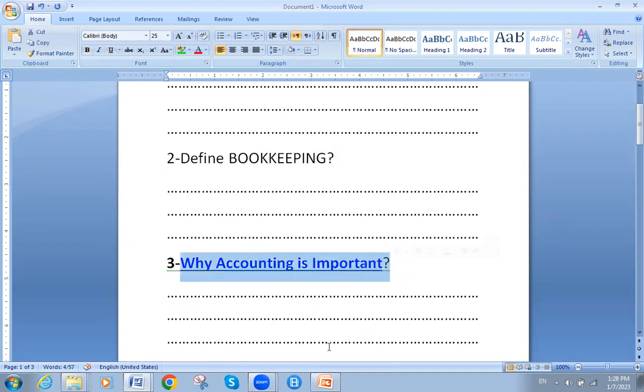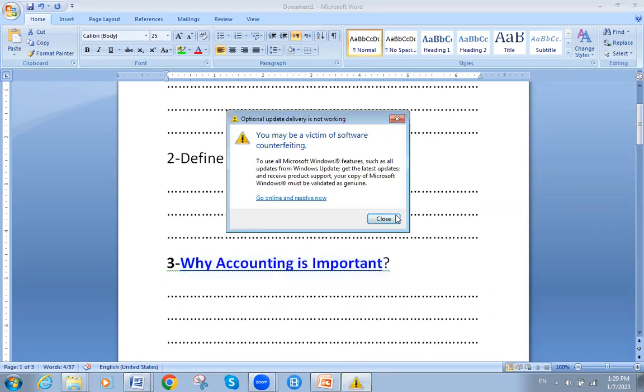Then we talked about why accounting is important. It's important, like you do accounting, for example, every day by yourself. How much did I win today? How much did I spend today? And you see the balance between them is what you gain or what you lose.